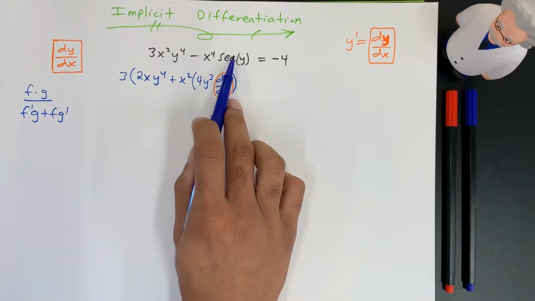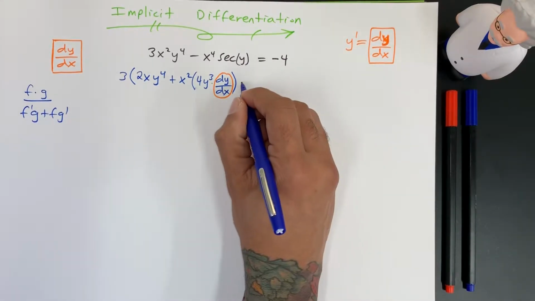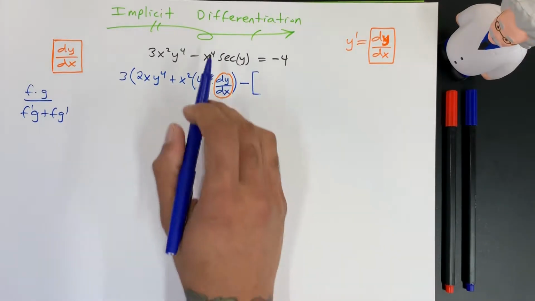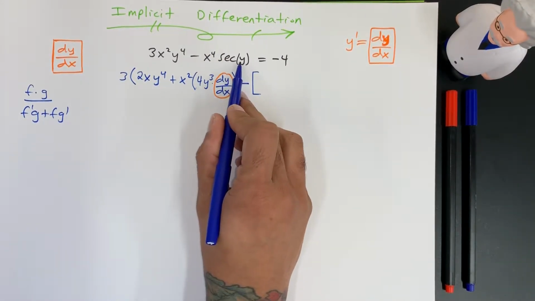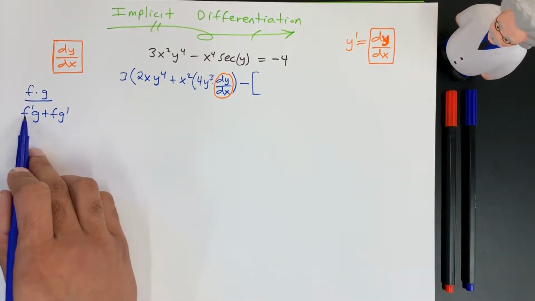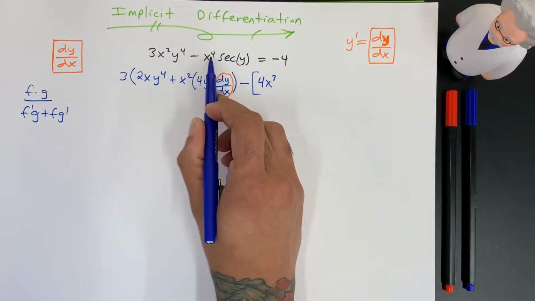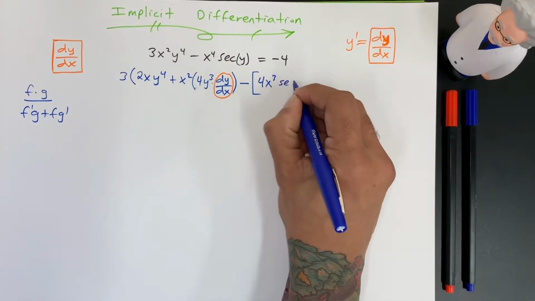Now let's go here, where we have to do another product rule because we have x and y together. And so I'm gonna take the minus sign out so we don't get confused. And now this is gonna be my f, and secant y is gonna be my g. Okay, so I'm gonna take my f first, take the derivative of it, so that's gonna be 4x to the 3rd. Okay, the g, which is secant, comes along.